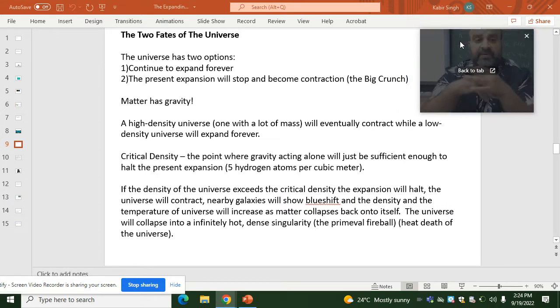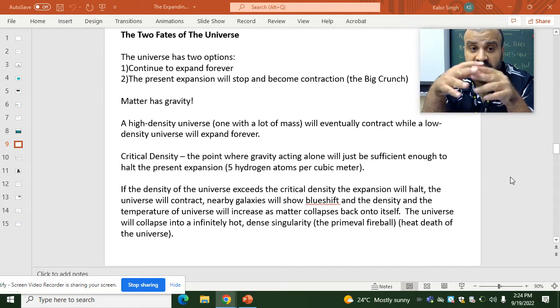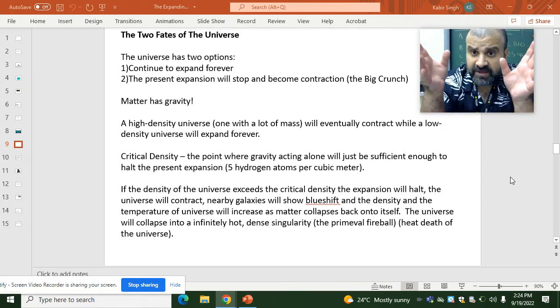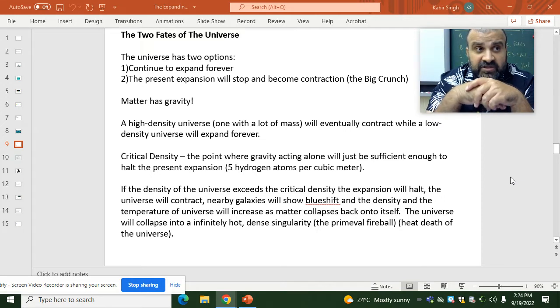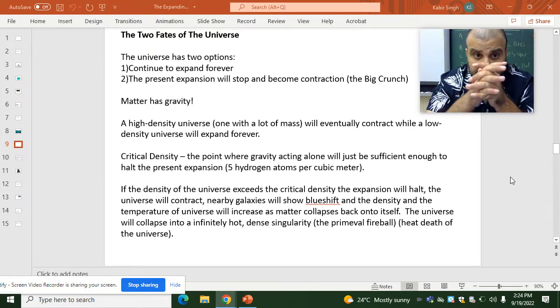So when we talk about the expanding universe, there are two predicted outcomes. One, the universe continues to expand forever. And as it keeps expanding, it will keep cooling. And eventually the universe will freeze out and all the energy, all the radiation will be gone, and it will just be a dead, cold universe.